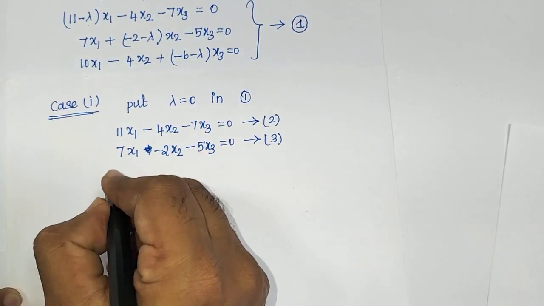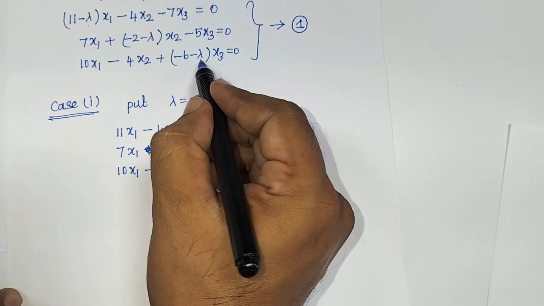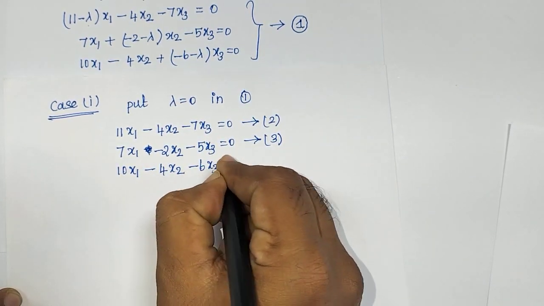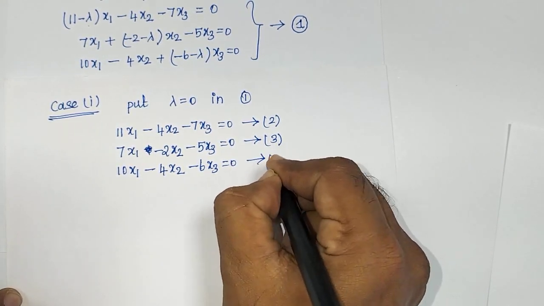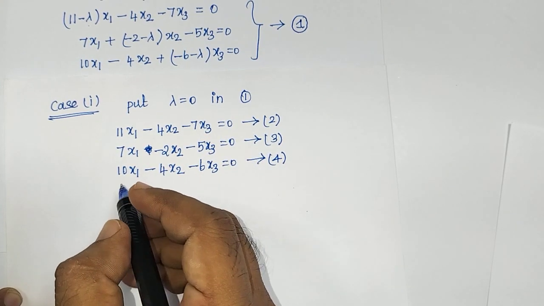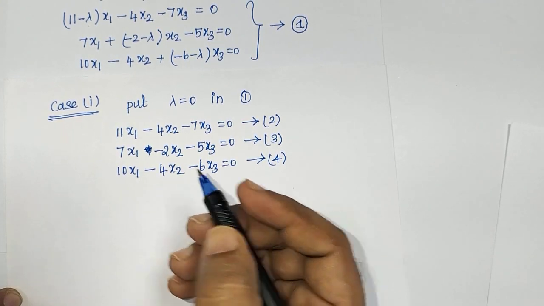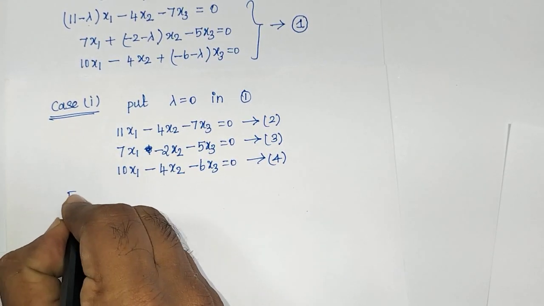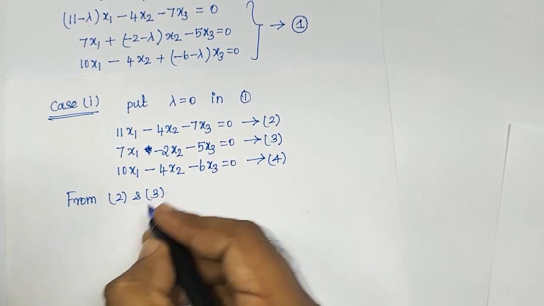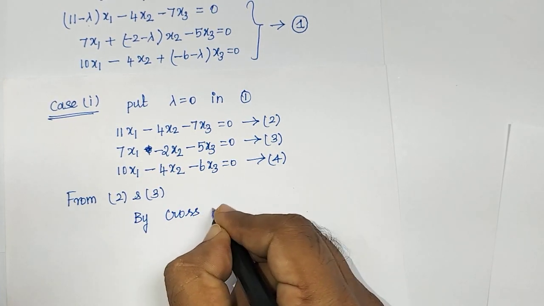So next I am writing 10 x1 minus 4 x2. Here you can substitute lambda is equal to 0, you will get minus 6, minus 6 x3 is equal to 0, which is equation number 4. When substituting lambda is equal to 0, I will get 3 different systems of linear equations. So from this I'll take any 2. I'm taking equations 2 and 3. I'm going to apply the cross multiplication method.